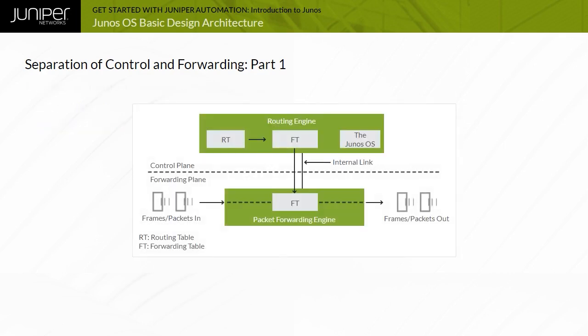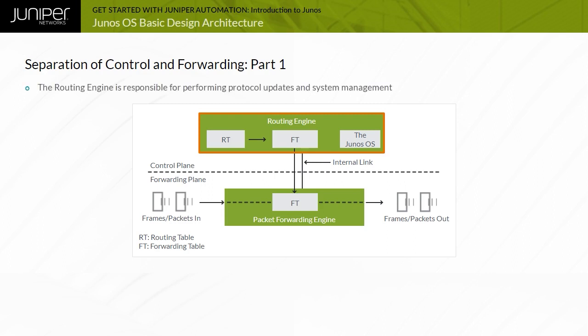The diagram illustrates a basic view of the Junos OS architecture and highlights the control and forwarding planes. The control plane runs on the routing engine. The routing engine is the brain of the platform. It is responsible for performing protocol updates and system management. The routing engine runs various protocol and management software processes that reside inside a protected memory environment. The routing engine is based on an x86 or PowerPC architecture, depending on the specific platform running the Junos OS.